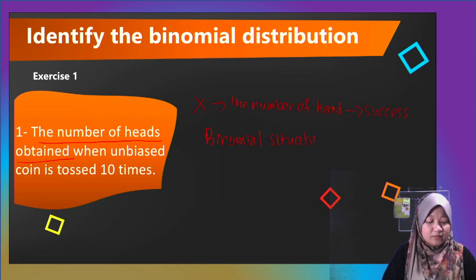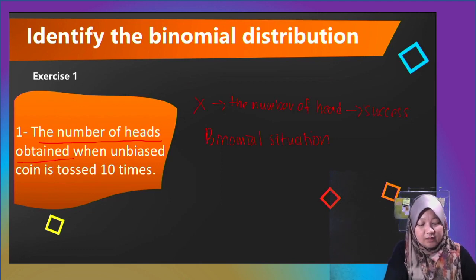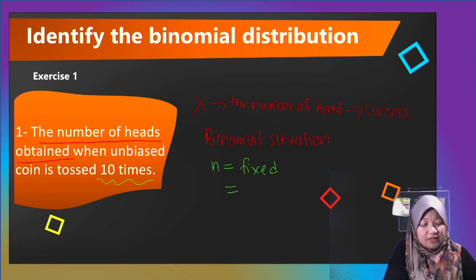Because we have two possible outcomes, getting head for success event. Maksudnya untuk failure adalah tidak mendapat head ataupun maksudnya kita mendapat tail. And then they mention dekat sini the experiment took 10 times. So n is fixed. Ingat tadi 5 conditions, one of the conditions is fixed number of trials. So we have 10 times. So this one is binomial distribution.